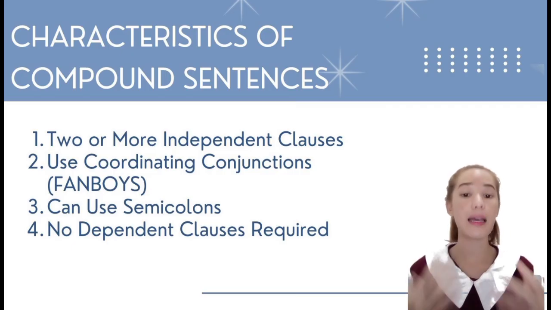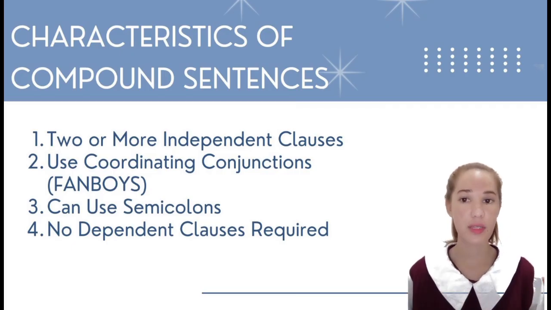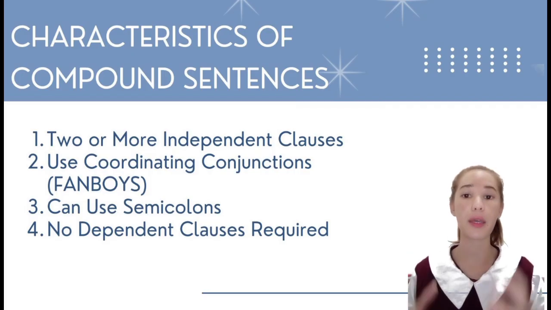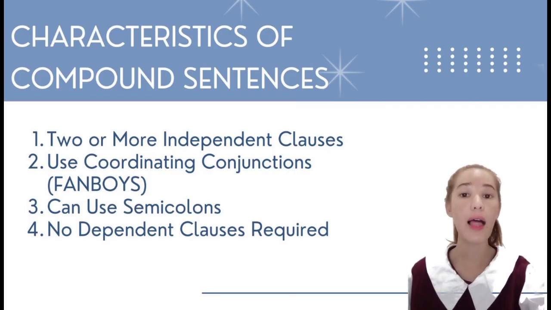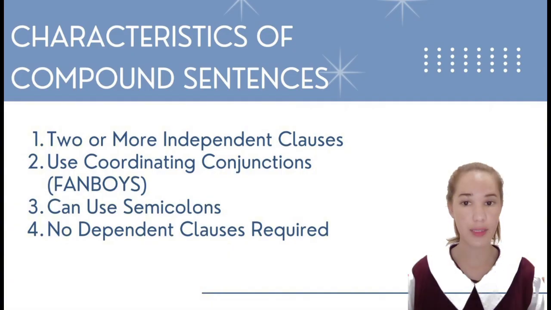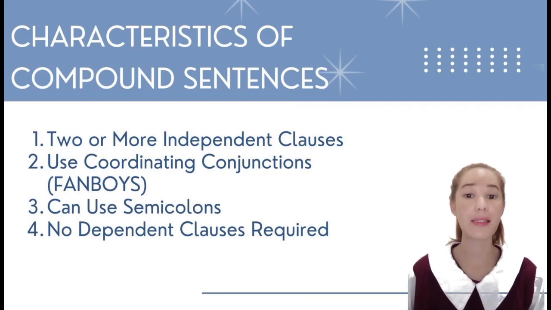For example, I like coffee is an independent clause, and Mary likes tea is also an independent clause. When we combine them together, we create a compound sentence like I like coffee and Mary likes tea. Now, let's move to the first and most important characteristic of compound sentence. A compound sentence must contain at least two independent clauses. This means each part of the sentence should be able to stand alone as a complete sentence.